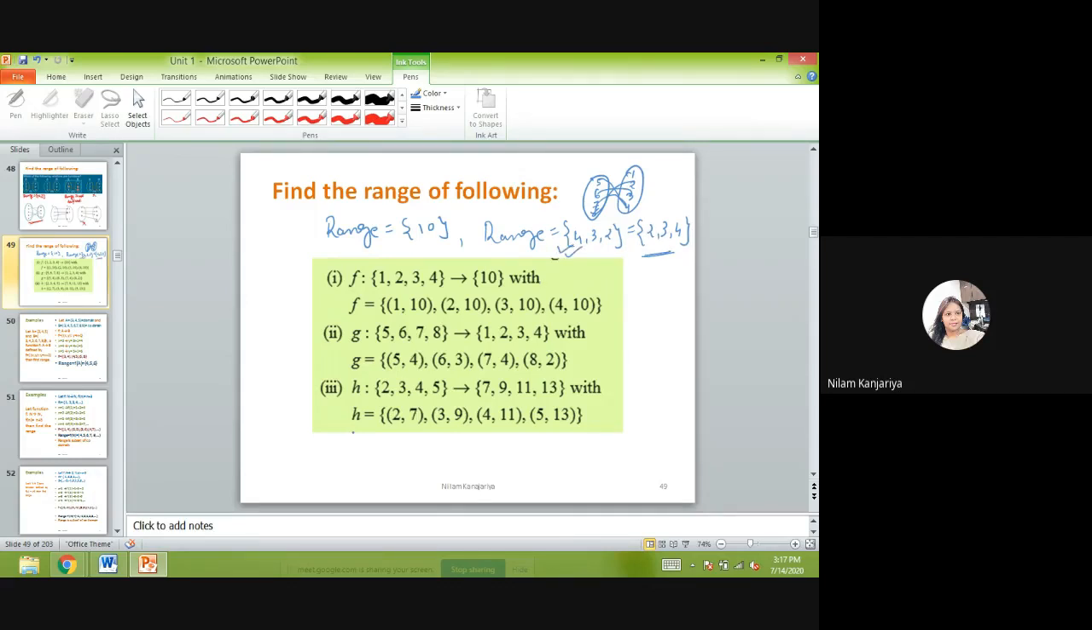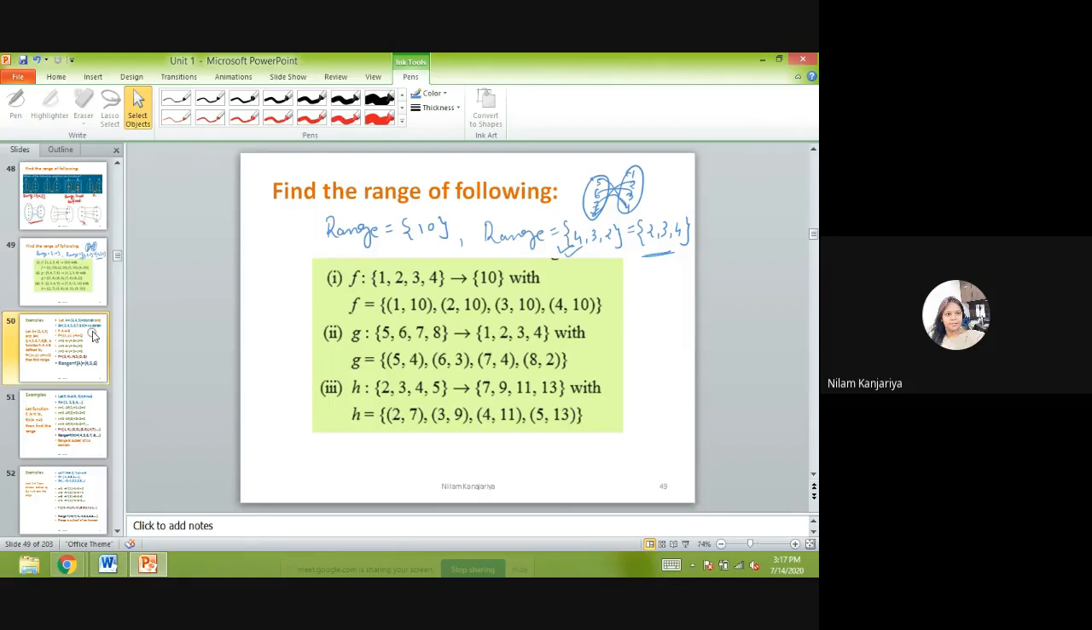And the last question. This is a function? If it is, then find the range. The last one, it's a function, right? It's a function and the range is 7, 9, 11, and 13. It's very good.